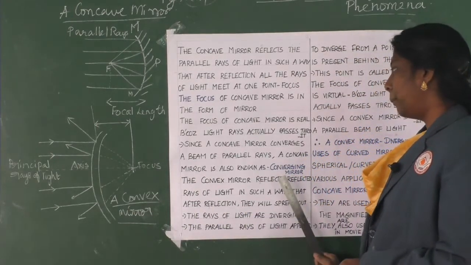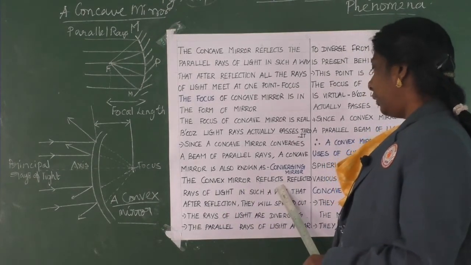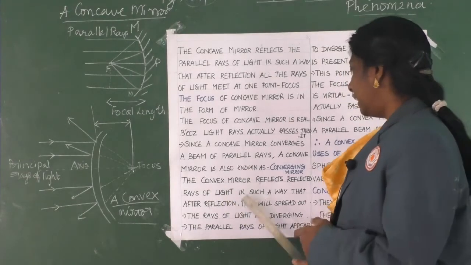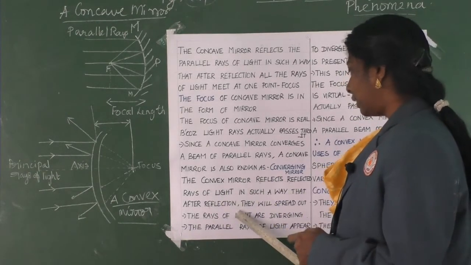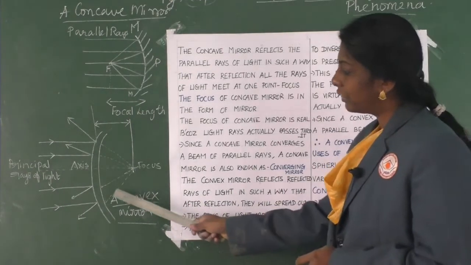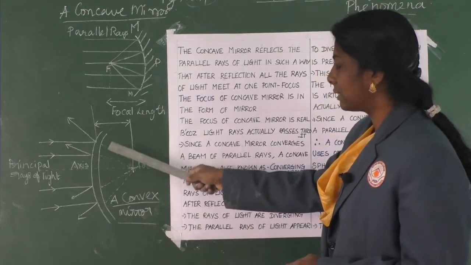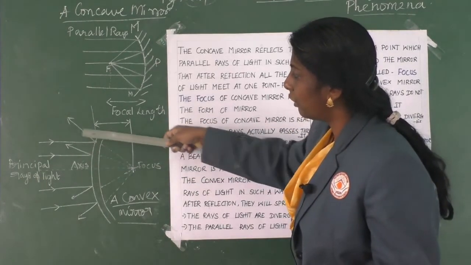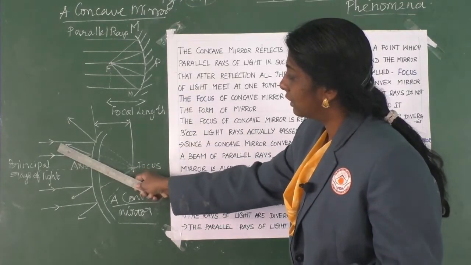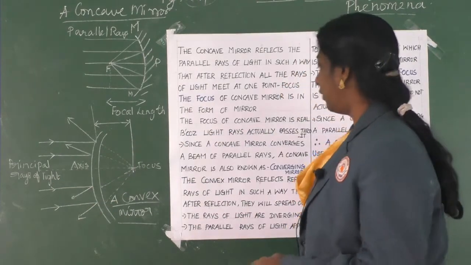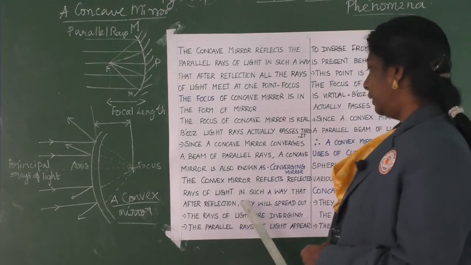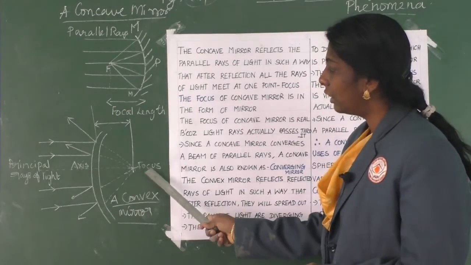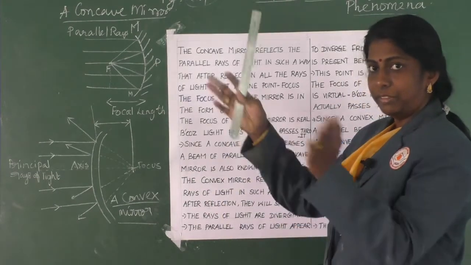What is this? Convex mirror. The convex mirror reflects the rays of light in such a way that after reflection they will spread out. You can see here the convex mirror. Rays of light are passing from this direction to this direction, then this is getting reflected. This arrow mark denotes the reflected rays. After reflection they will spread out, the rays of light which are diverging. Okay, it won't converge, it will diverge.